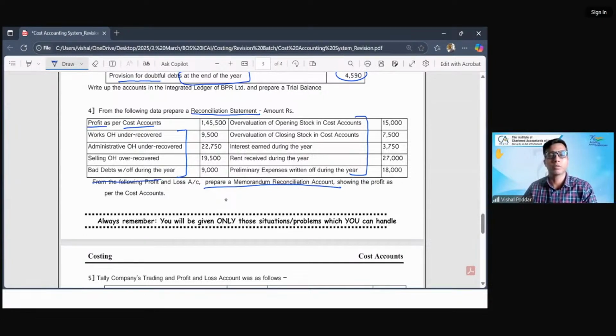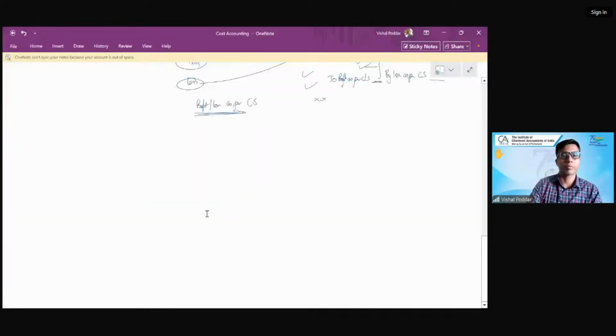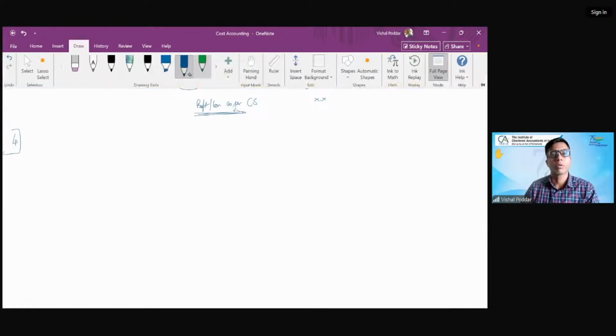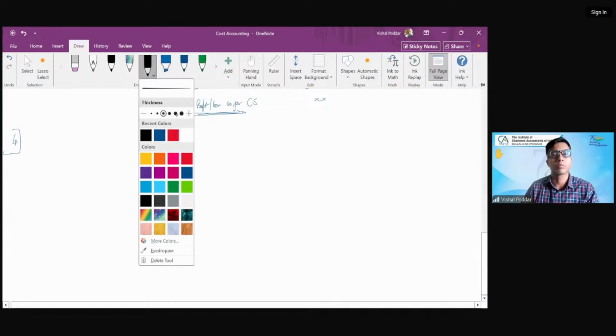So there is some overriding. You just ignore this. So basically, you have to prepare the reconciliation. The data is starting with profit as per cost accounts. I'm following the reconciliation account format.